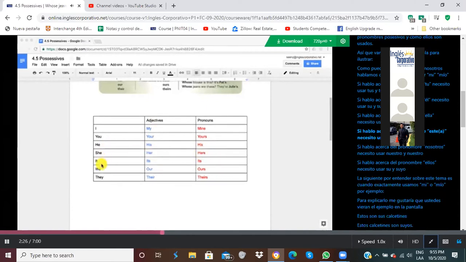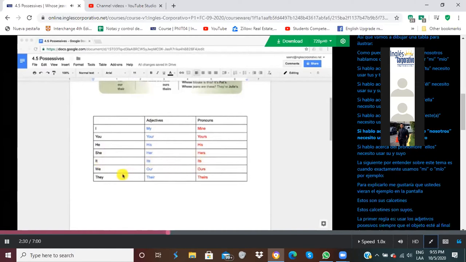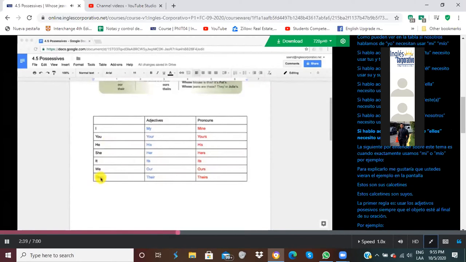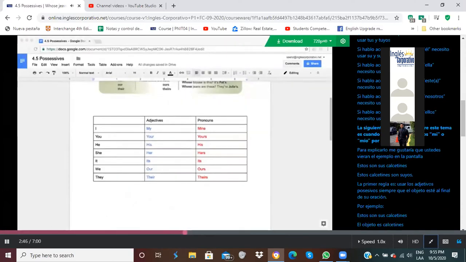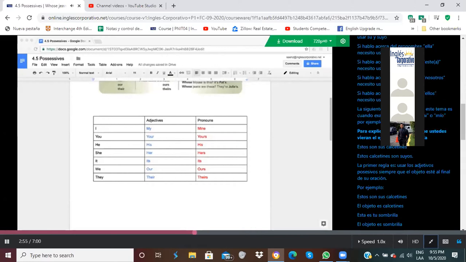If I talk about it, I will need to use its and its. If I talk about we, I will need to use our and ours. If I talk about they, I will need to use their and theirs. The next thing to understand about this topic is when exactly you use my or mine, for example. In order to explain that, I would like for you to look at the example on the screen.